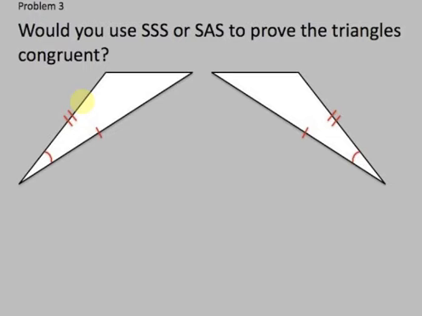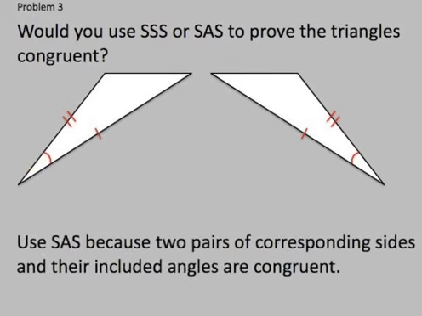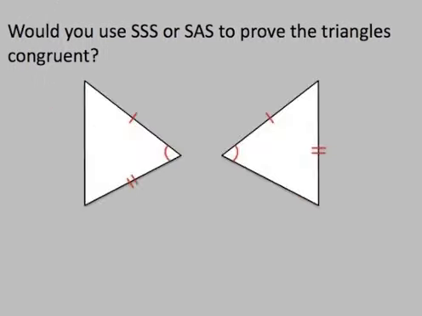And we also have this included angle between the two congruent sides that are also congruent. So we would use side angle side because we have two pairs of corresponding sides and their included angles are congruent. So what about these two triangles?